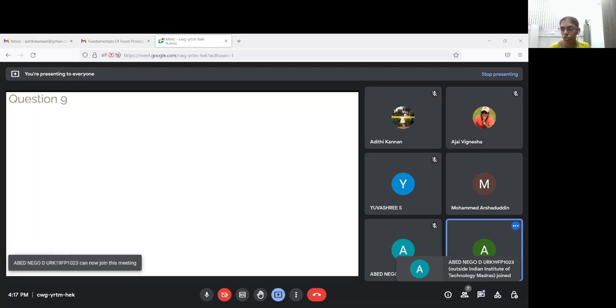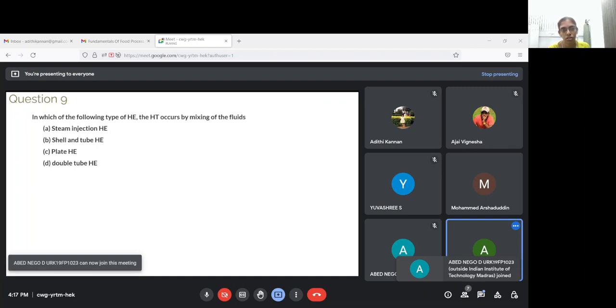Okay. So moving on to question 9. In which of the following kind of heat exchanger the heat transfer occurs by mixing of the fluid? So there are 4 types. All of these are specific heat exchangers. Steam injection heat exchanger, shell and tube heat exchanger, plate heat exchanger, and double tube heat exchanger. So what is the answer to this question? The heat transfer occurs by mixing of the fluid.